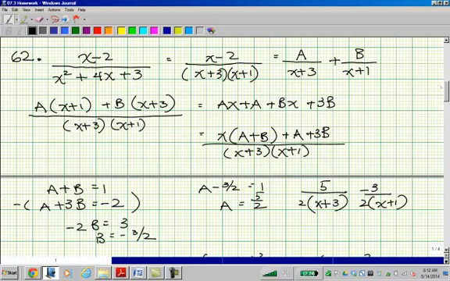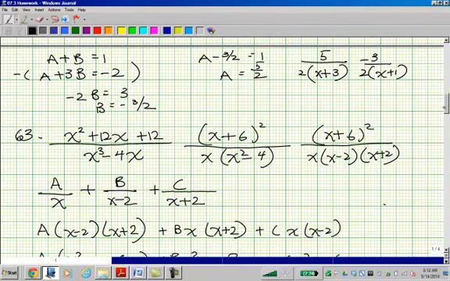Now we have a true system of two equations, and you just simply go through the maneuvers of solving that. I eliminated a. Minus 2b equals 3, b equals minus 3 halves. A is going to equal 5 halves. And so our two fractions are 5 over 2 times x plus 3 minus 3 over 2 times x plus 1.